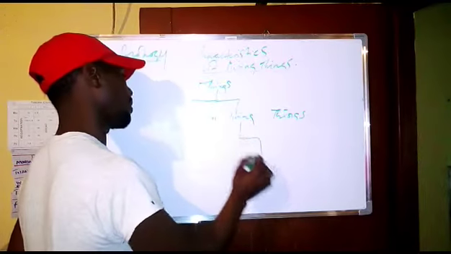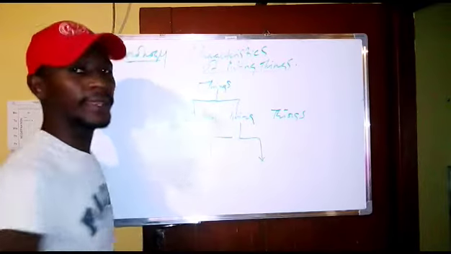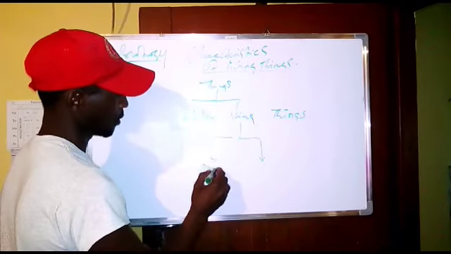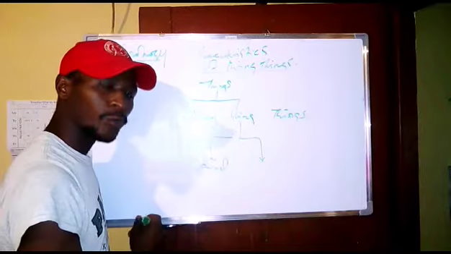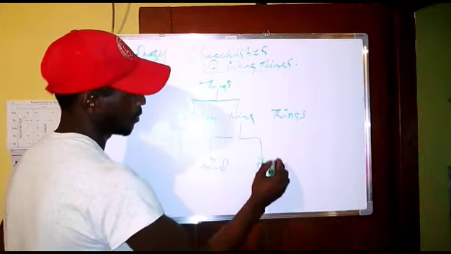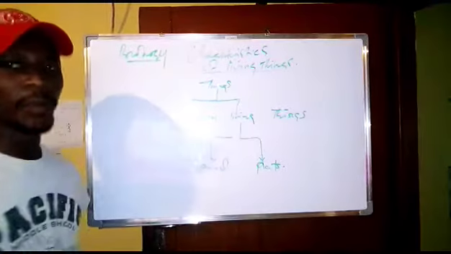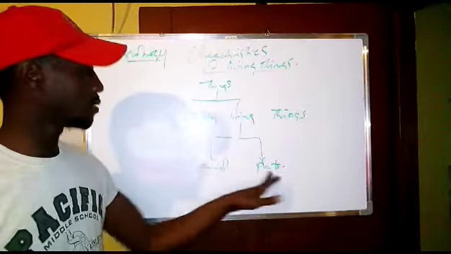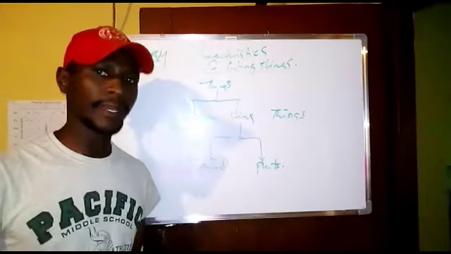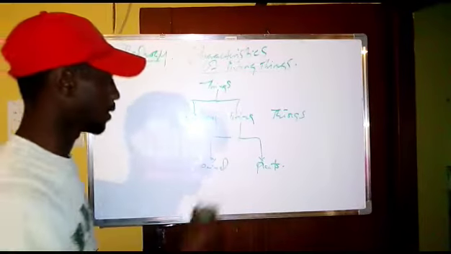Where under the living things, we can classify them into two. The first one is animals, which are classified as living things. The second one is plants. But the question is, why is it that these two are classified as living things? Living plants and living animals. Why are they classified as living things?